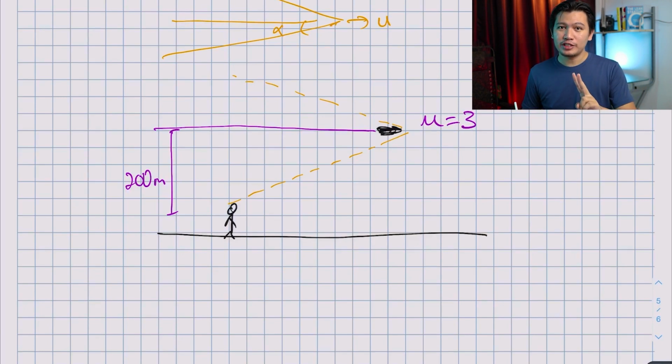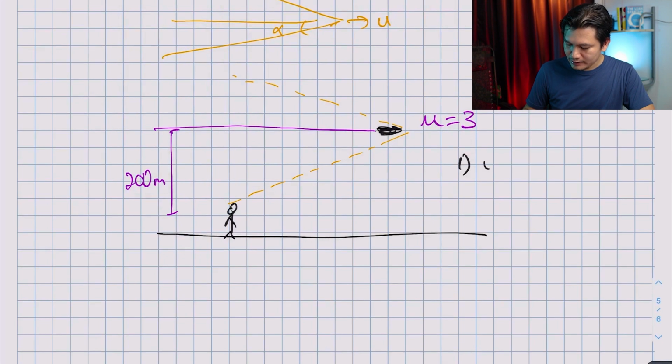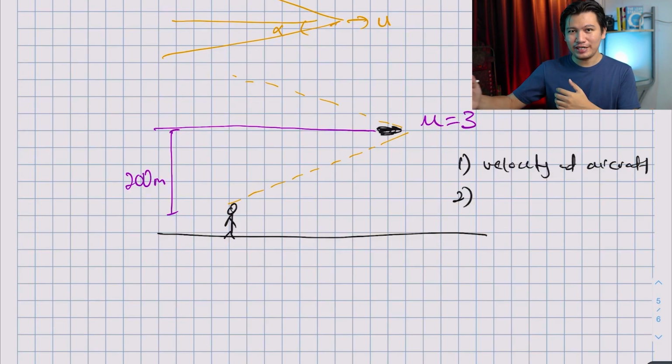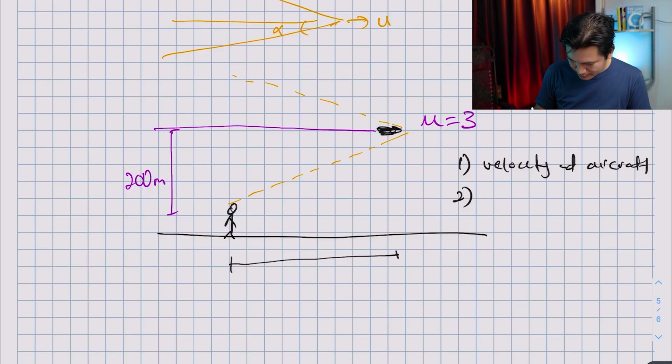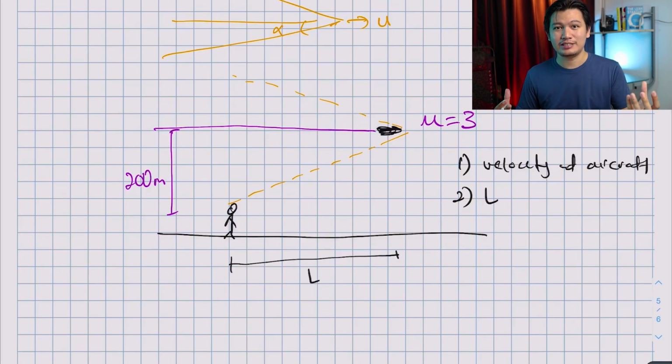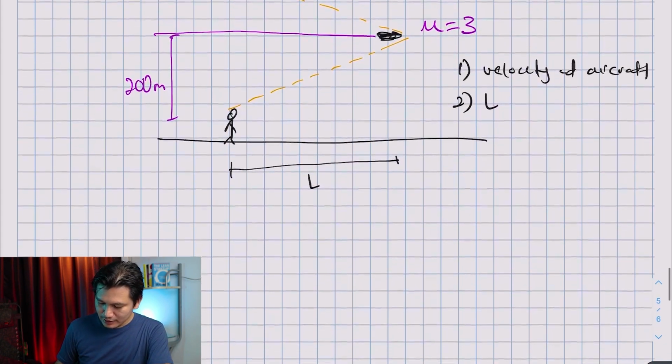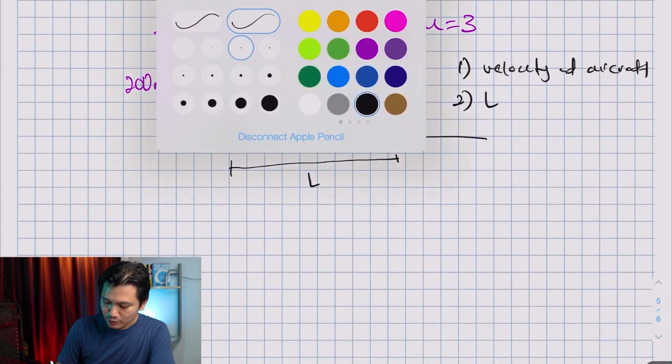And now I have two questions for you. First, what is the velocity of the aircraft? And the second question is, how far can the aircraft go before you start hearing the sound? So I want to find this length. How far does it go before you can hear the sound? Alright, now let's work on question number 1, which is the velocity of the aircraft.